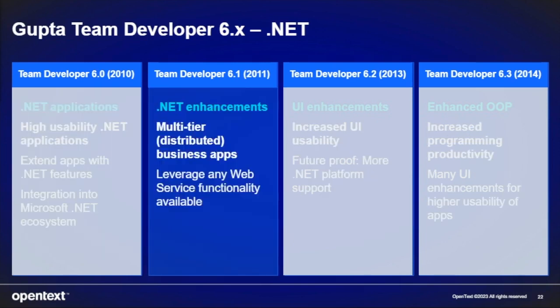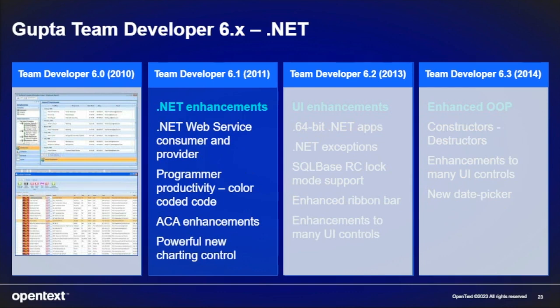And with 6.1 in 2011, we introduced many enhancements to the .NET development system. We basically provided multi-tier distributed business applications. You could leverage any web service functionality available from within your Team Developer code. But not only could you leverage outside web services, you could also create your own web services and be a web services provider to other applications. So basically, creating code and consuming code in a distributed world was introduced in 2011.